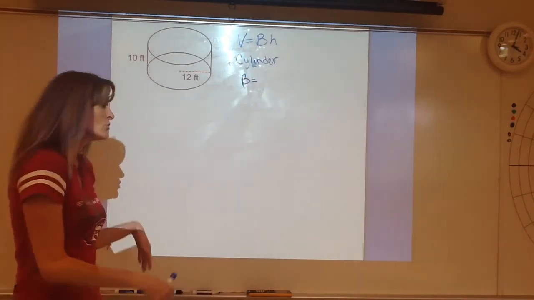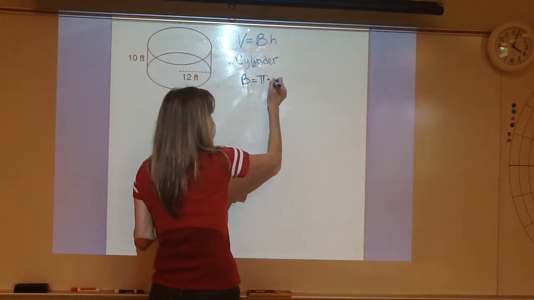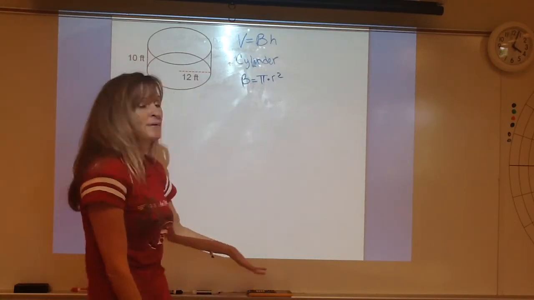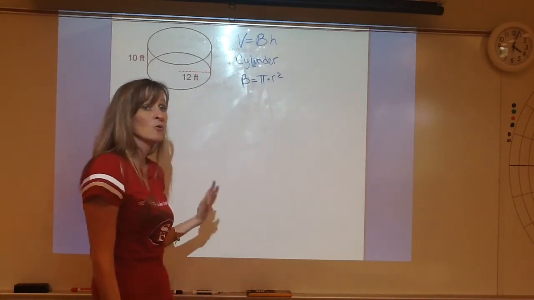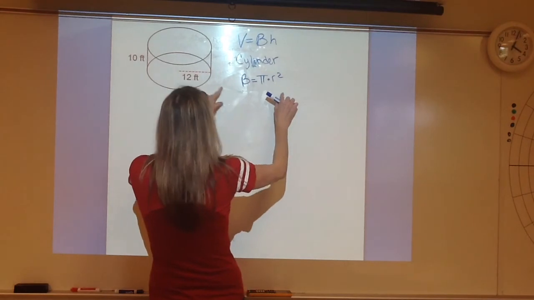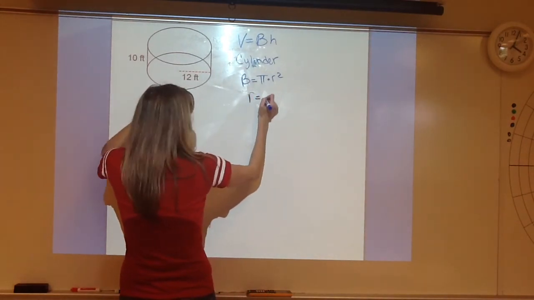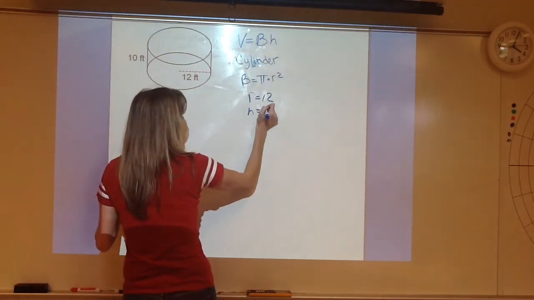So the area of a circle, I look on my formula chart, is pi times the radius squared. We're going to leave this in terms of pi. That means we're not using the pi button on our calculator, and we're not using 3.14. We're just carrying that symbol along. We've done that before. All right, so big B is area of the circle. So I need to figure out what my radius is. My radius is 12. The height of this cylinder is 10.